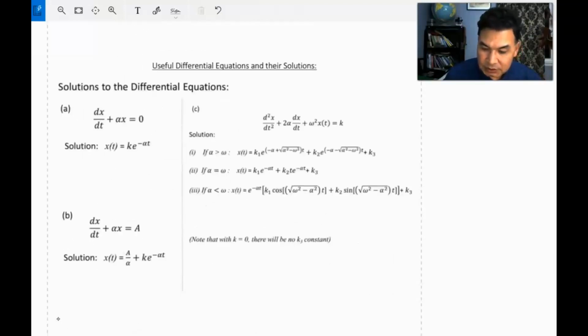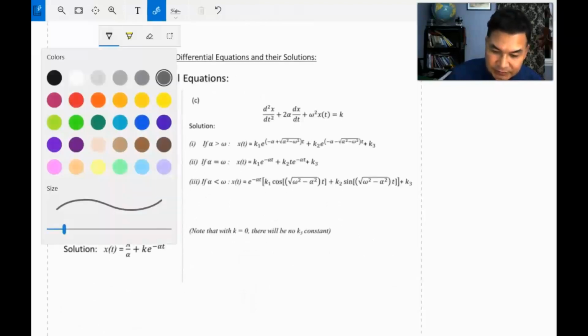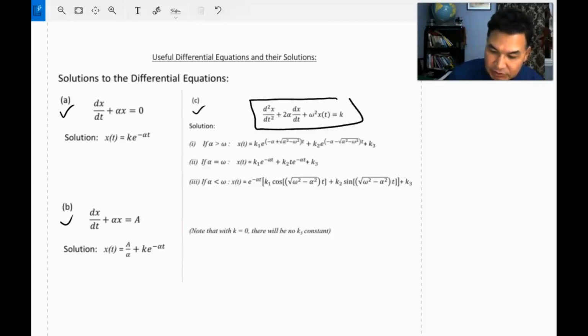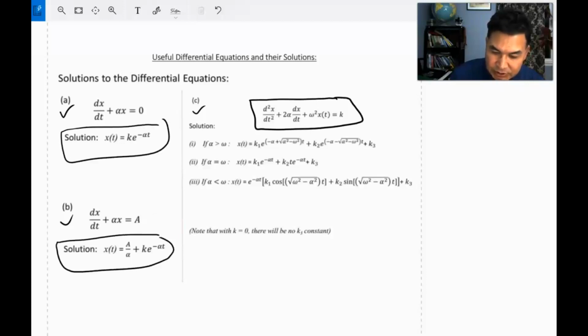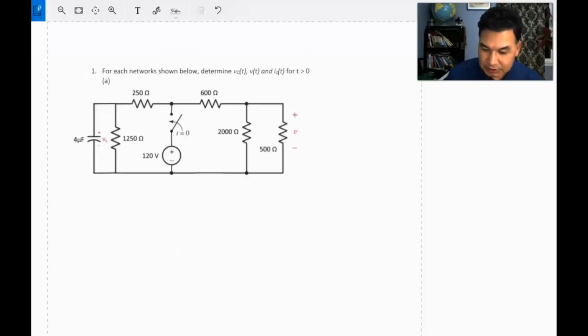We'll be dealing with differential equations of this type most of the time. The first two equations are first order differential equations. If you have both the inductor and capacitor, then you will have to deal with second order differential equations. We know the standard solutions of these types of differential equations, so we'll just be using these standard solutions to solve our transient problems. All right, let's get started.